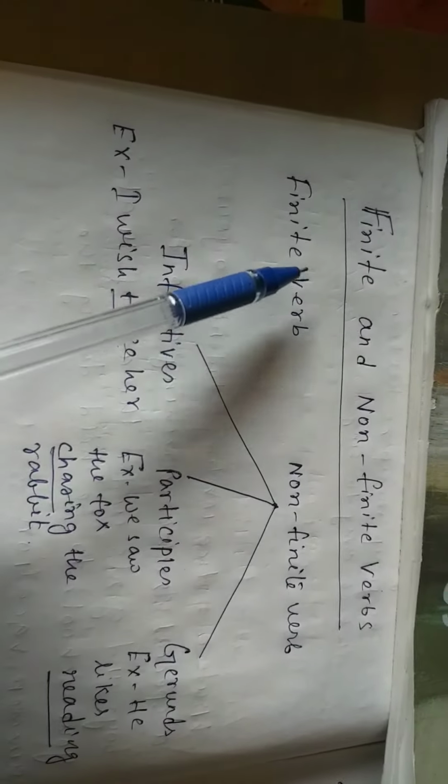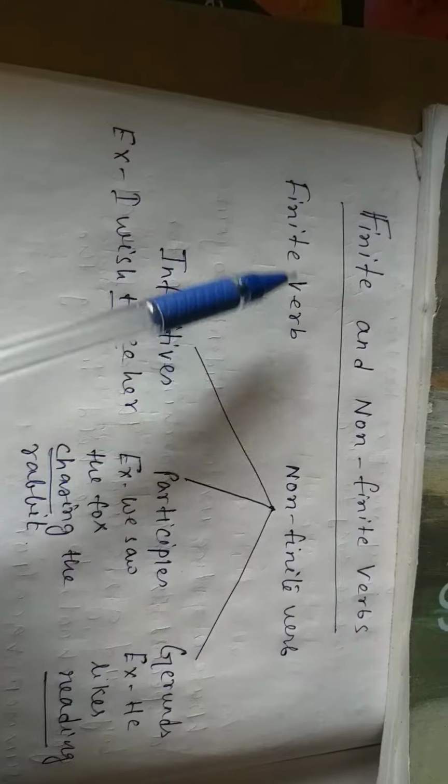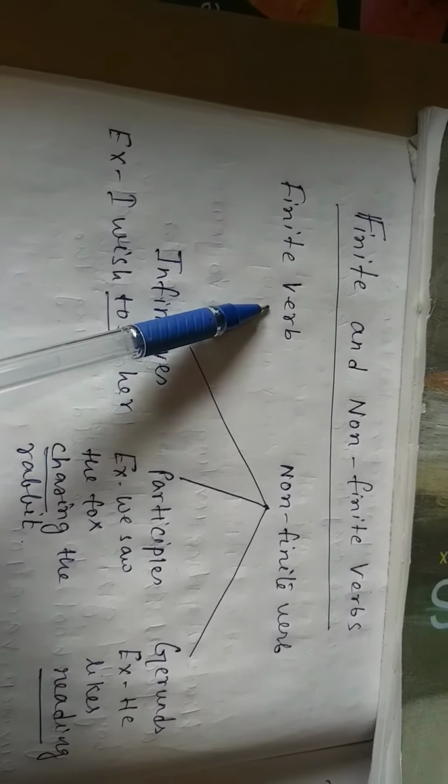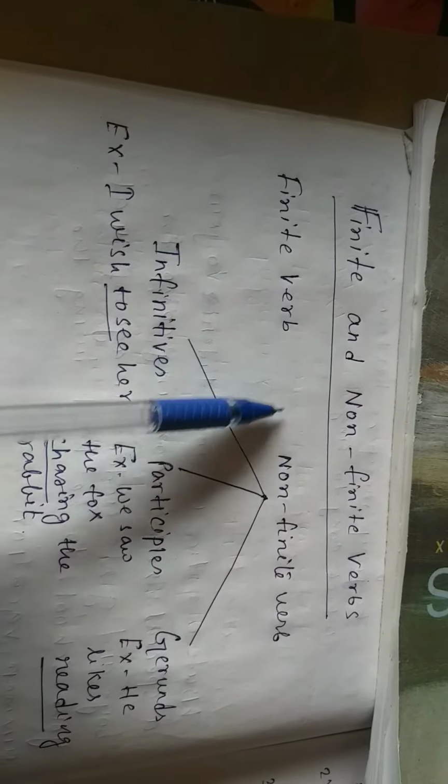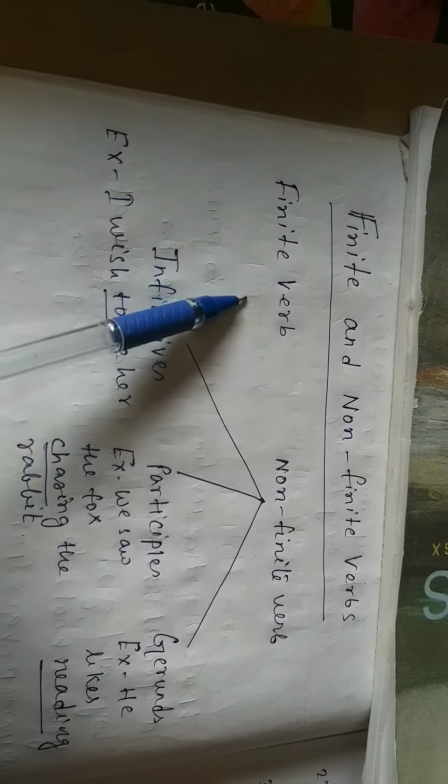Now take an example of a finite verb. I watched cartoons last evening. Here watched is the finite verb. She watches cartoons in the evening. Here watches is the finite verb.